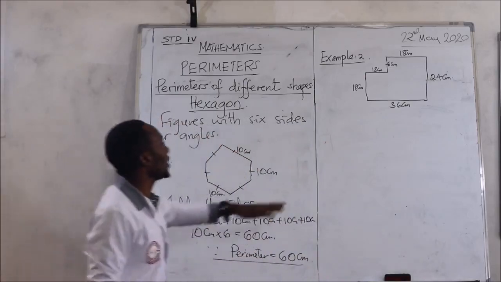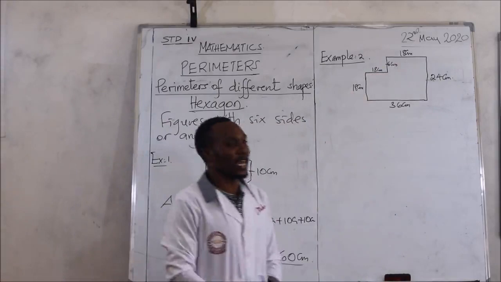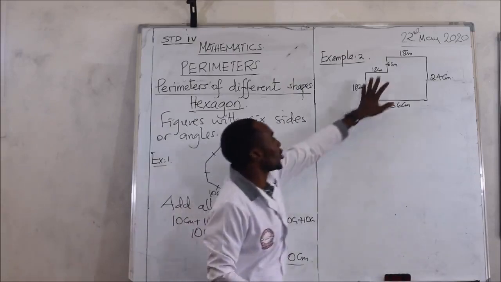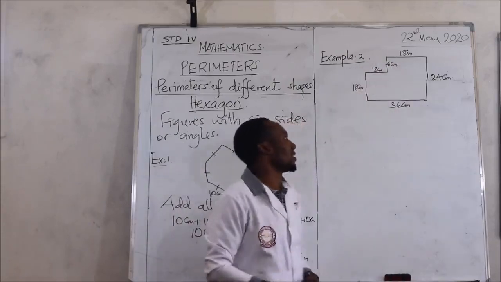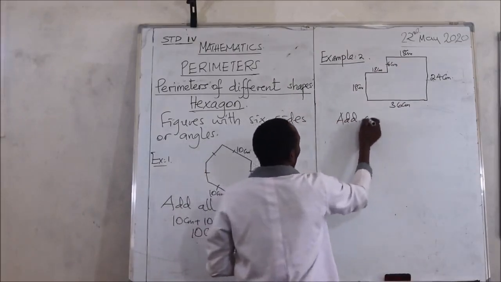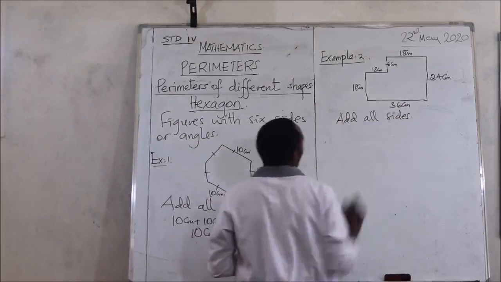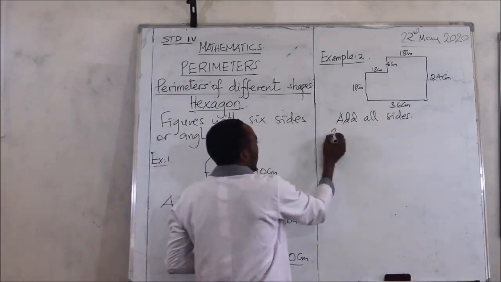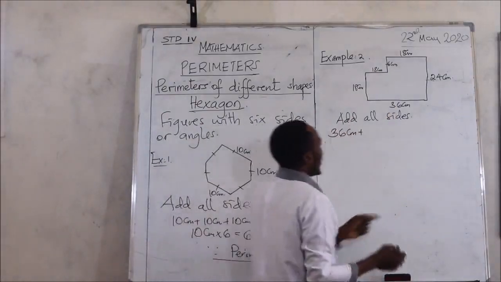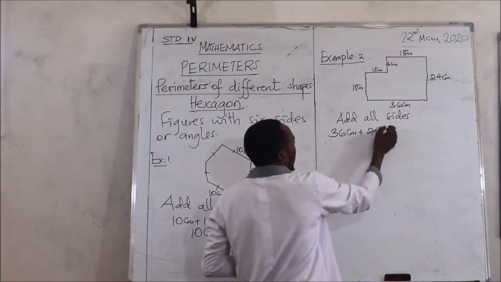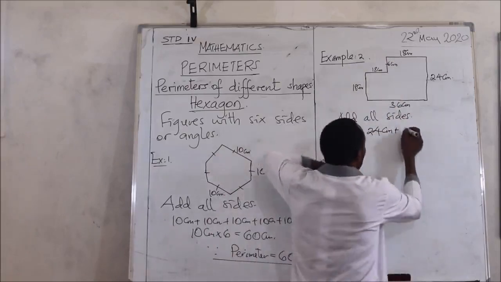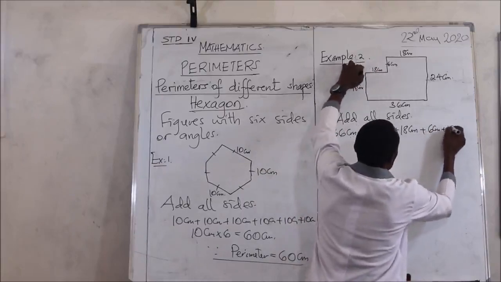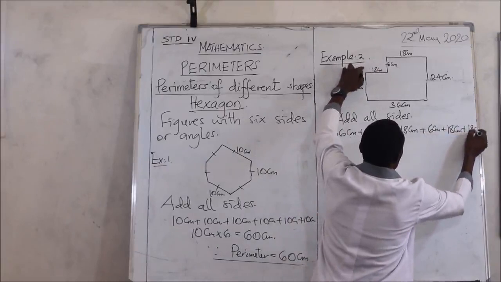So calculate the perimeter of this figure. Calculating the perimeter of this figure means you are supposed to add all sides. The formula is add all sides. So when you add all sides, the first side is what? 36 centimeters. The second side is 24 centimeters. Another side is 18 centimeters. We have again 6 centimeters. We have 18 centimeters, and the last side is also 18 centimeters.